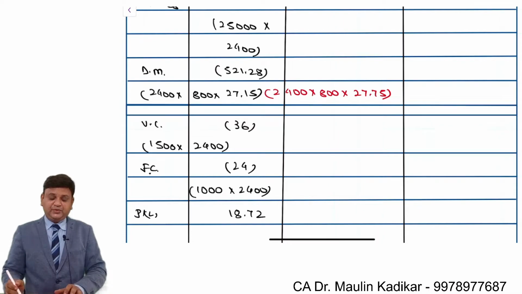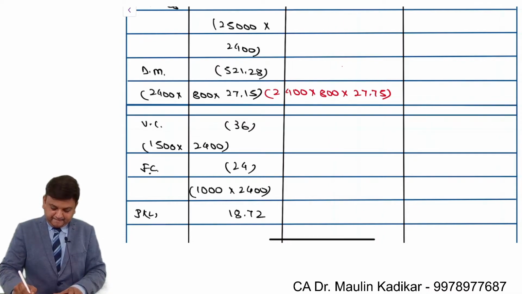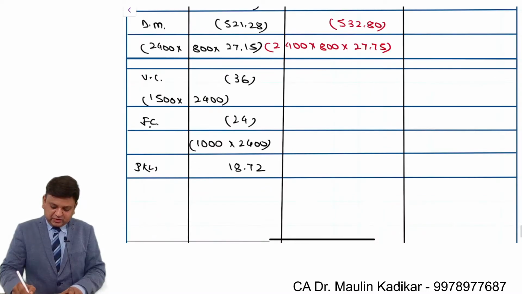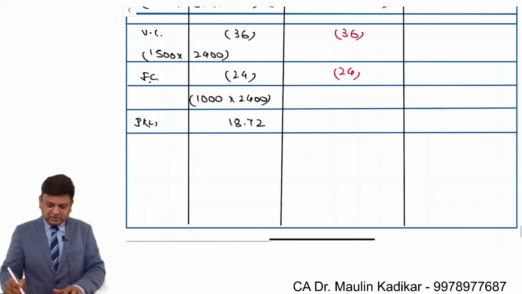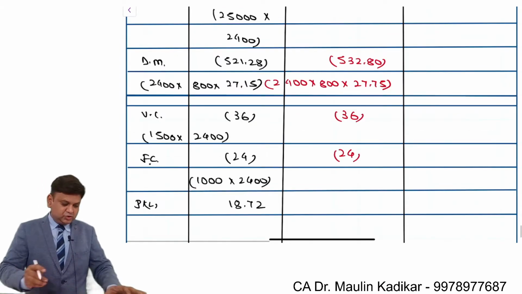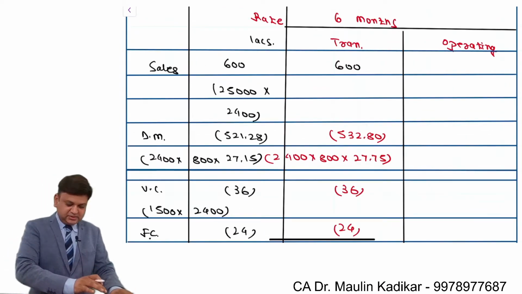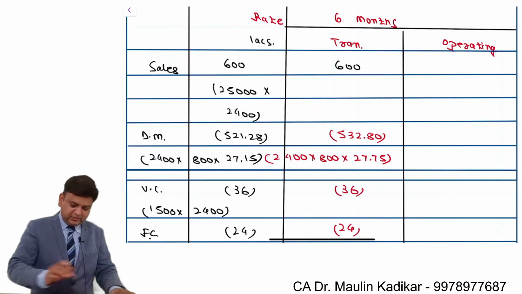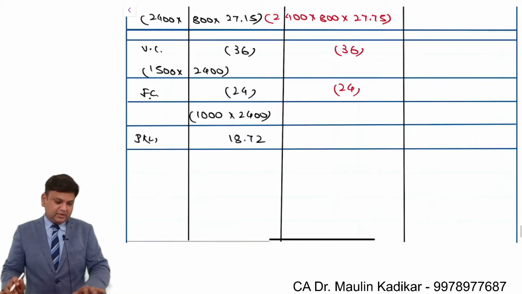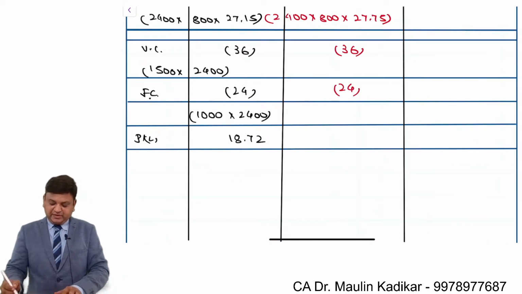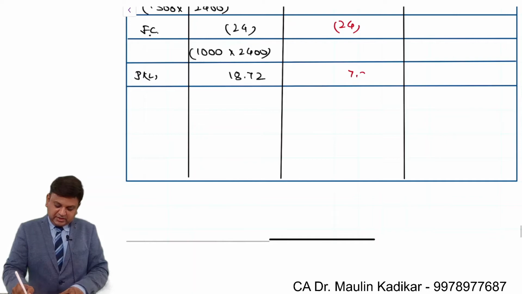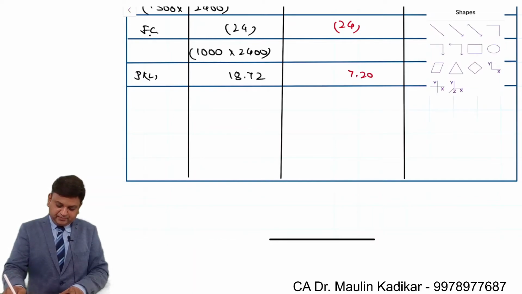That is 532.8 lakhs. Variable cost same, need not have any further working in that. Fixed cost same. So sales value is 600 lakhs minus 532.8 lakhs minus 36 minus 24. So there is yet profit, but the profit has substantially fallen down. It is 7 lakh 20,000 only.